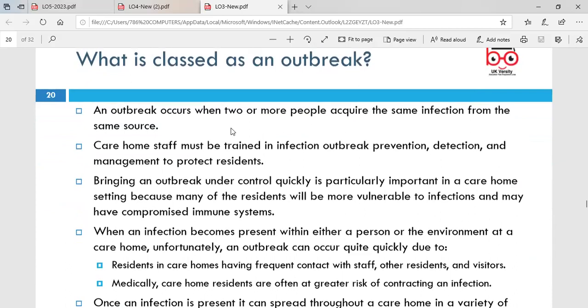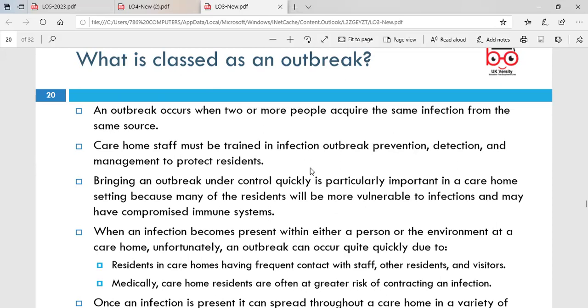An outbreak occurs when two or more people, so it has to be more than one, acquire the same infection from the same source. Let's say an outbreak of cholera. Vibrio cholerae is the agent that is spreading the infection. It should be the same food or the same water that more than one person has consumed. That is known as an outbreak. Care home staff must be trained in infection control and outbreak prevention.